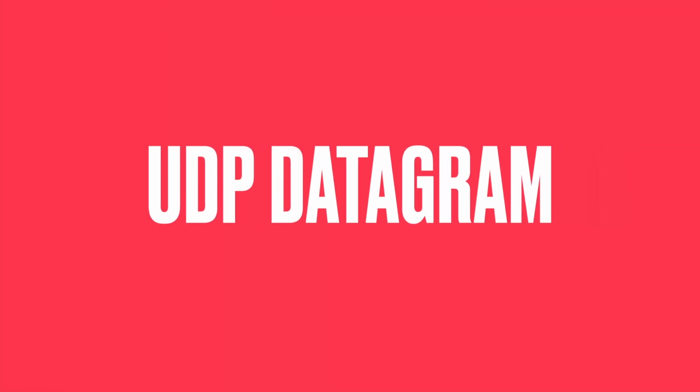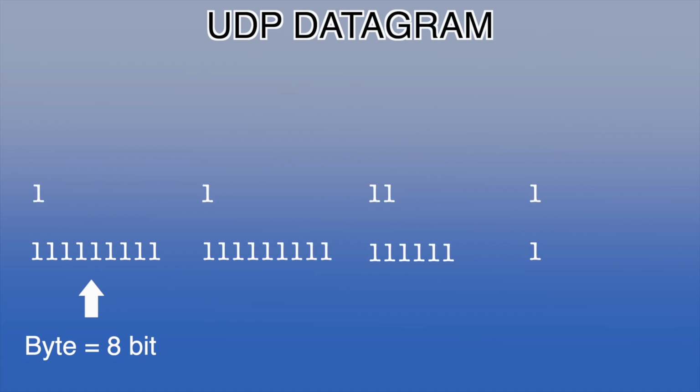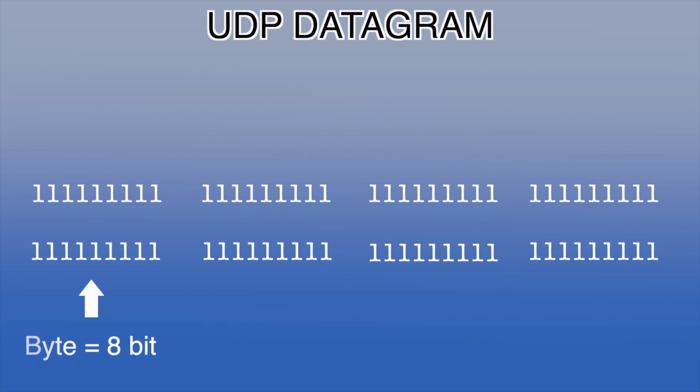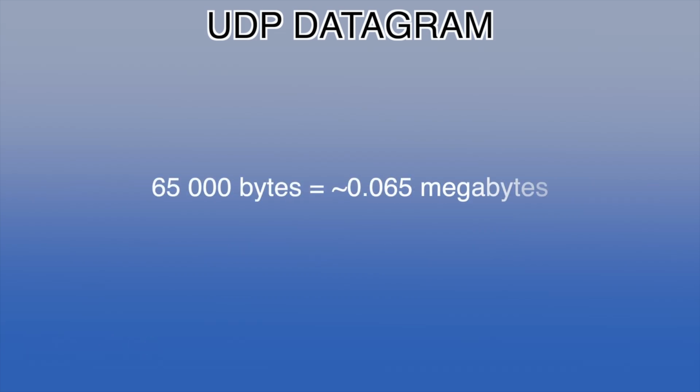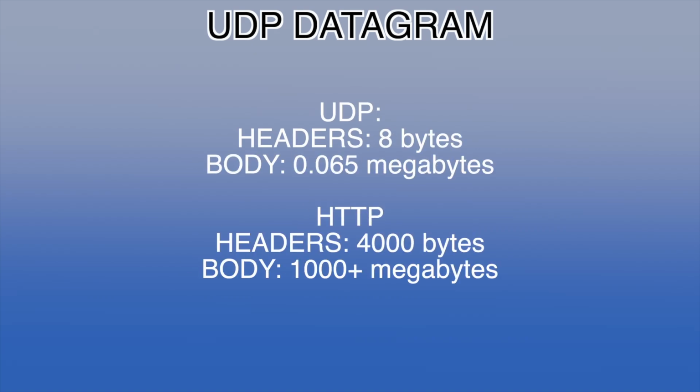And finally we came to UDP Datagram. UDP Datagram messages are relatively small. They have headers and bodies, but these headers are 8 bytes in length and the bodies could be no more than 65,000 bytes. It's like 0.06 megabyte. In HTTP, for comparison, headers could be up to 4,000 bytes and sometimes more, and a body there could be more than a gigabyte. UDP messages are not designed to transfer a huge amount of data.